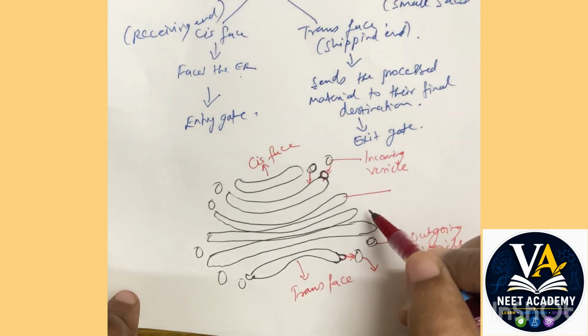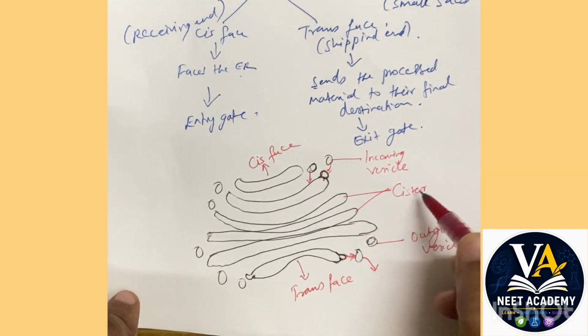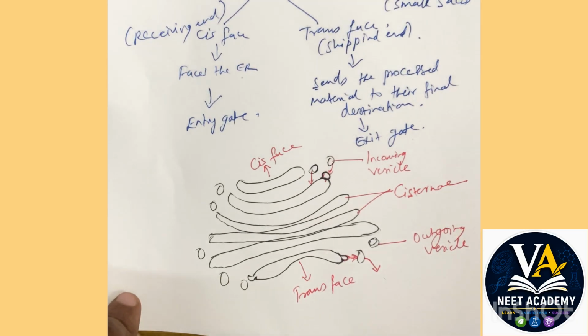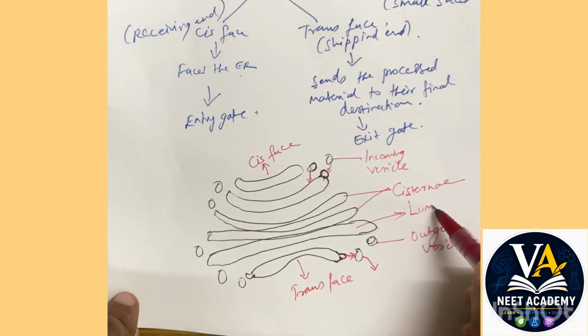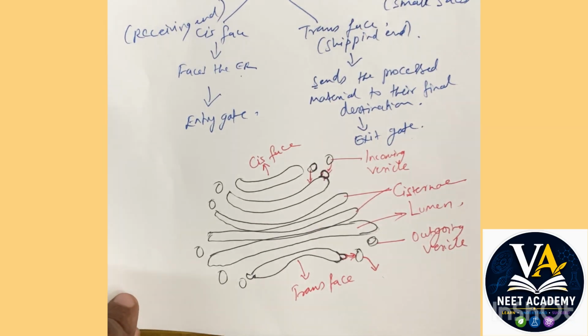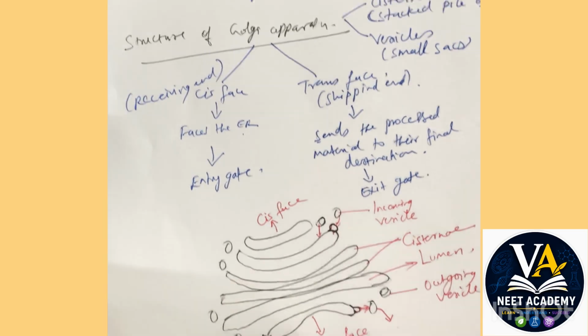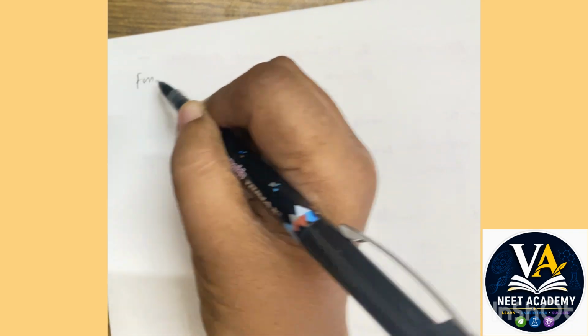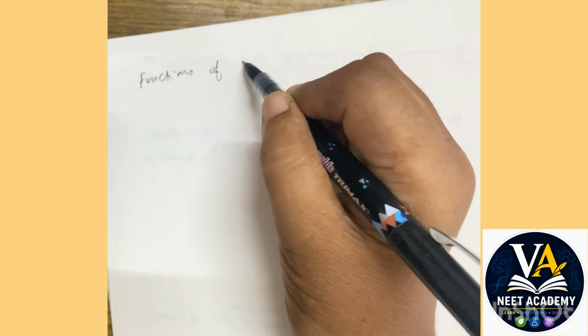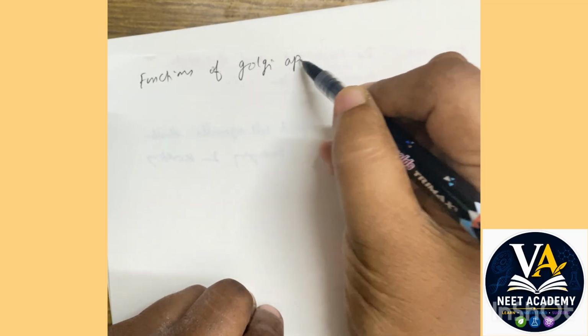Clear? And these are your cisternae, the pile of plate kind of structure. The inside of the cisternae is called the lumen. The inside of the tube, the tubule, is also called the lumen. So this is the simple basic diagram of a Golgi apparatus. Now let us talk about the functions of Golgi apparatus.